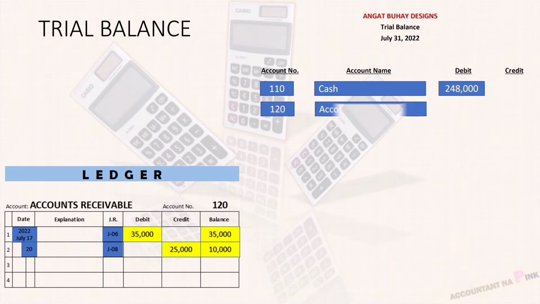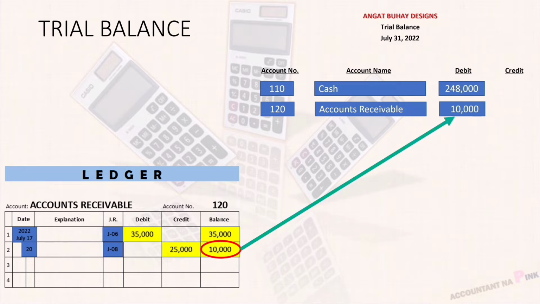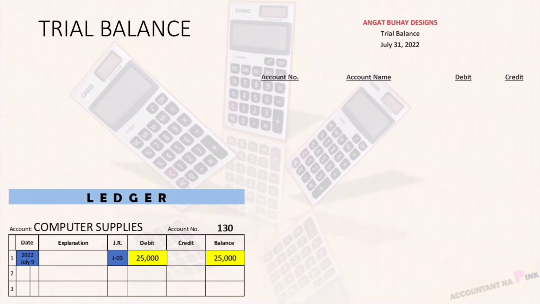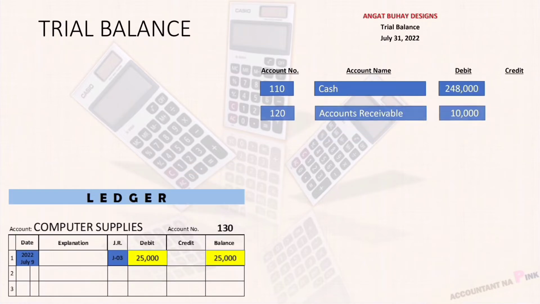Next ledger is the accounts receivable. Account number is 120. The ending balance, as you can see from the ledger, is 10,000 pesos because of the collection of 25,000 pesos. So you move it to the trial balance under the debit column. Why debit? Debit because the normal balance of accounts receivable is debit.